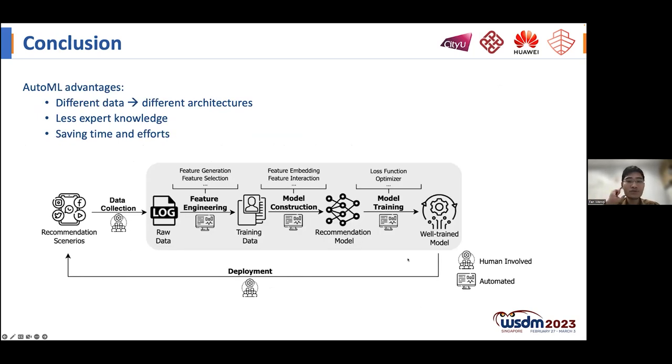So by introducing AutoML into deep recommender systems, we can automatically decide different models according to different data. This indeed can improve the prediction performance and our model generalization. Besides, it's helpful to eliminate the negative impacts from our human bias and errors, and it also can significantly reduce our human time and effort.